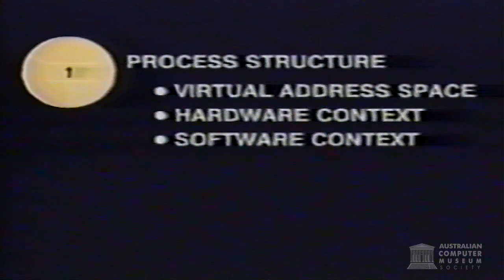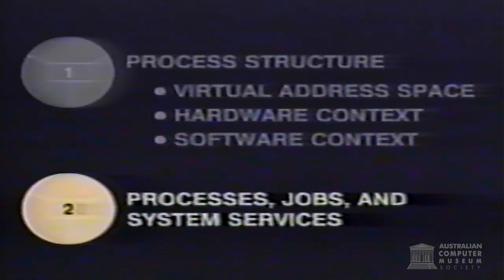Unit 4 presented an overview of the VMS operating system and introduced the components that allow users to share the CPU and main memory. In Unit 5, we'll look more closely at the mechanism that makes user interaction with VMS possible. This mechanism is called a process. This unit contains 2 lessons. Lesson 1 describes the structure of a process, including the virtual address space, the hardware context, and the software context. Lesson 2 examines the types of process that VMS can create and how they relate to the concept of a job. It also presents the system services used for process control and communication.